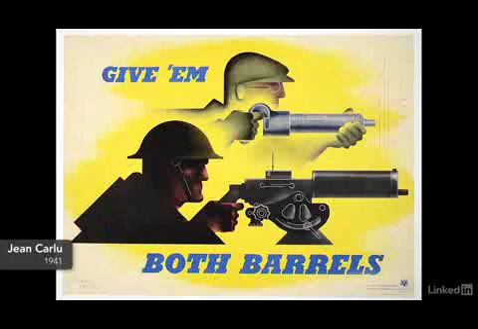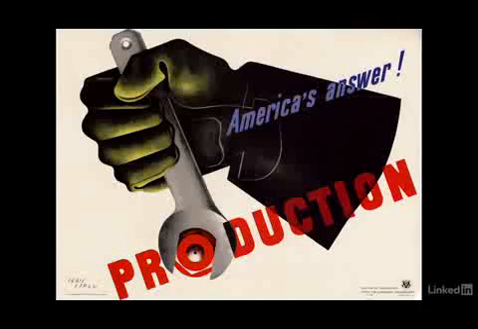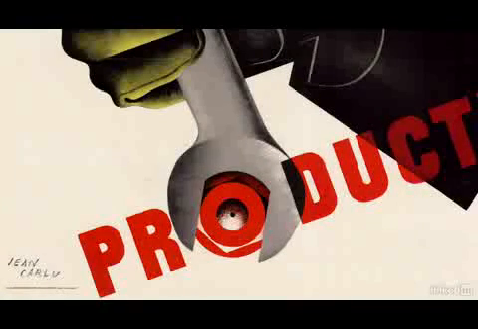Jean Carlu, originally from France, brought modernist and European avant-garde to his American work with simplified shapes and iconic imagery. His poster for America's Answer: Production used less literal illustrations, taking a graphic approach to convey the message with symbols. The letter O does double service as a nut turned by a highly stylized wrench.